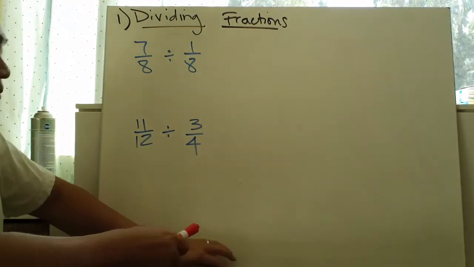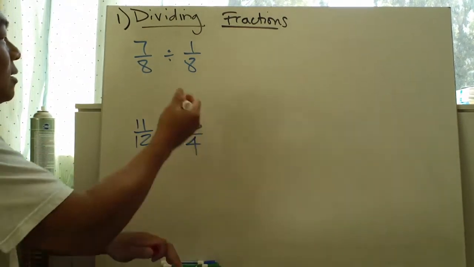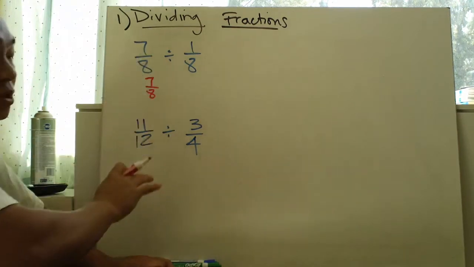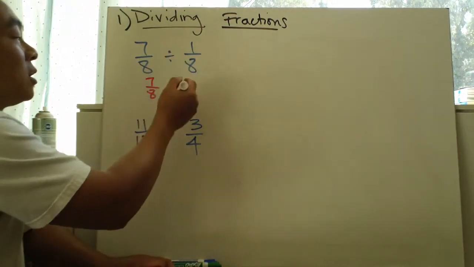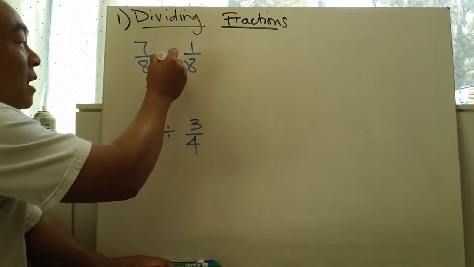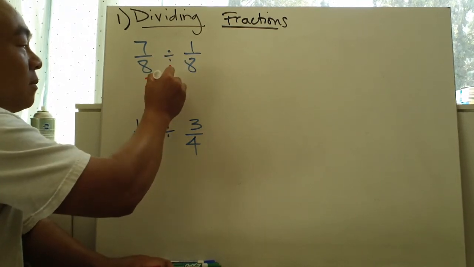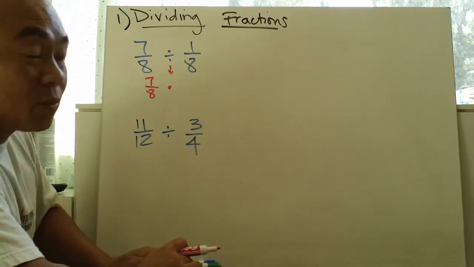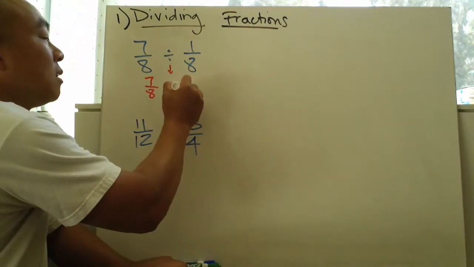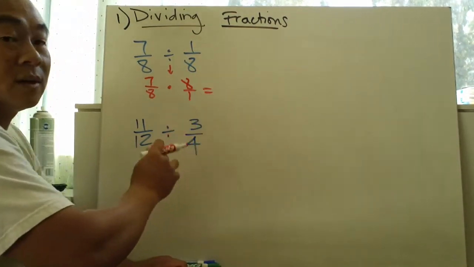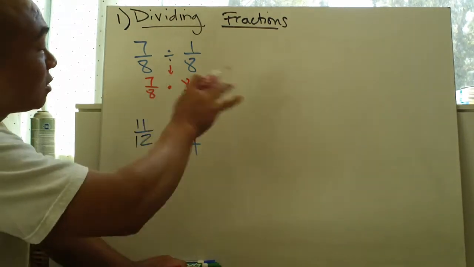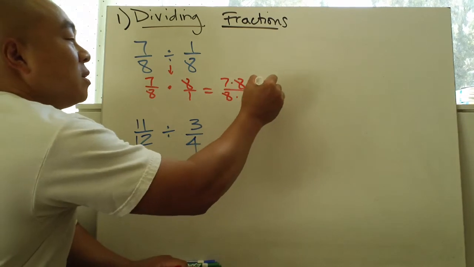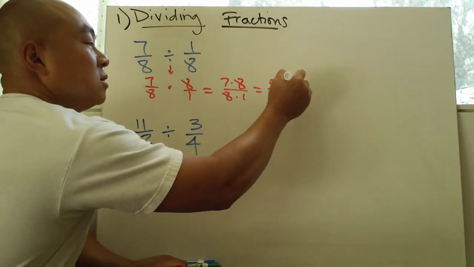Okay? So we start off with 7/8. We don't do any of the changing here. The first number doesn't get changed. Here we're going to divide, and again, that changes into a multiply. Then we find the reciprocal of 1/8, which is 8/1. Then that's multiplication of fractions, which means we're just going to go straight across. So 7 times 8, 8 times 1, we now have 56/8.